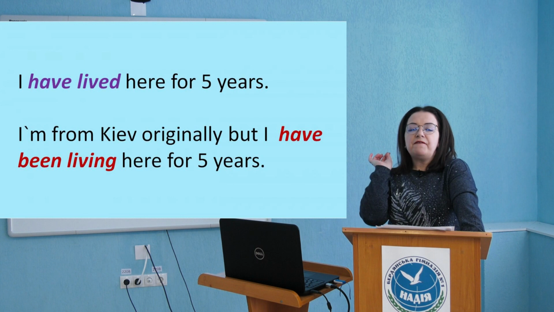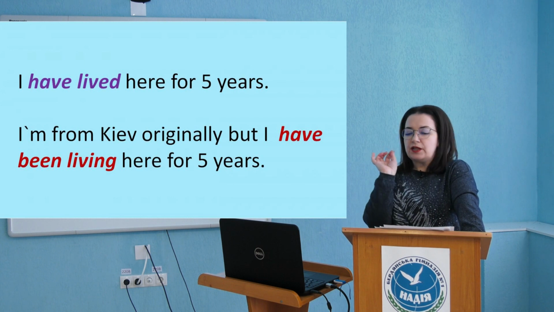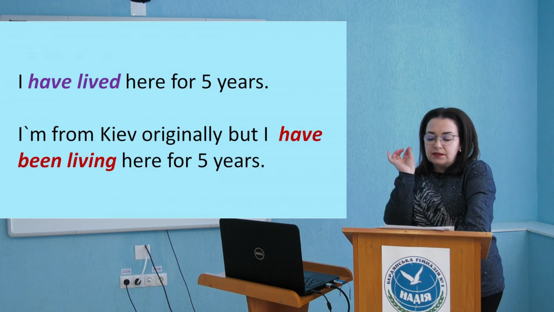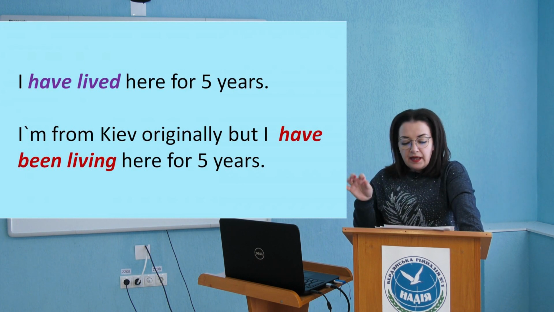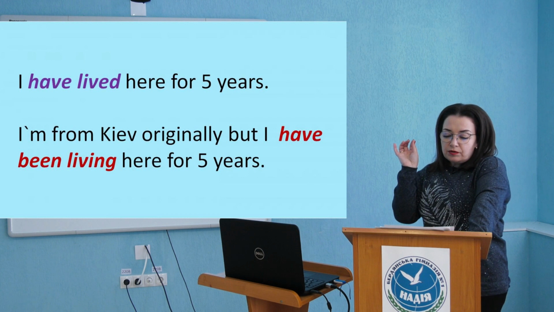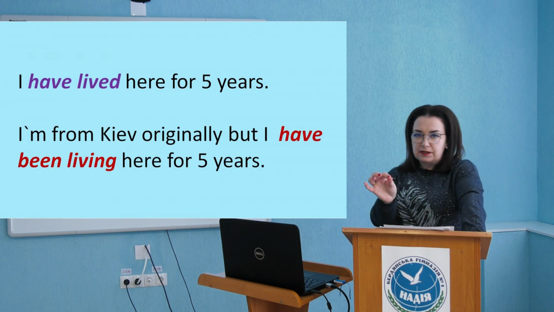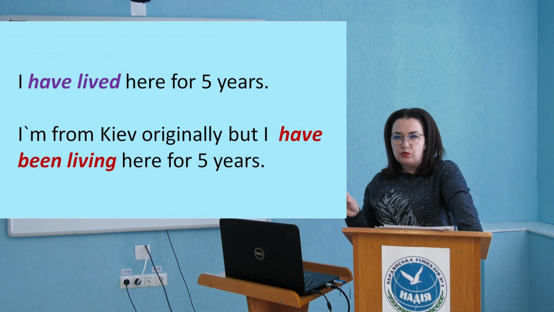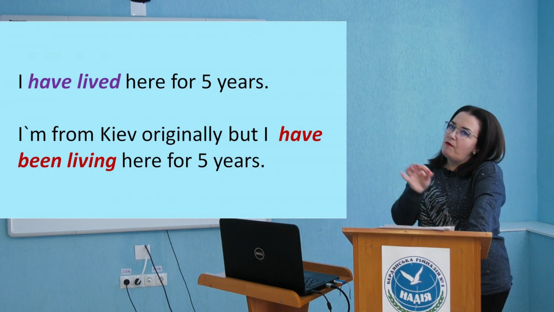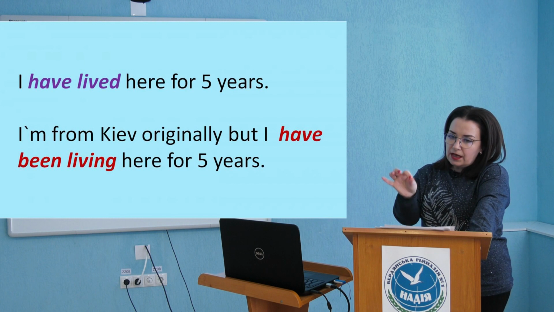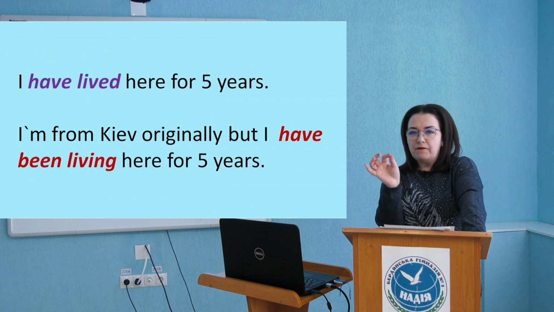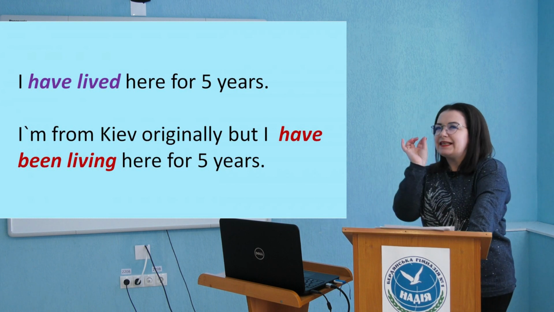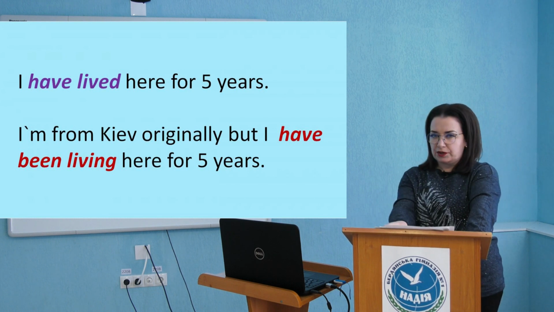Okay, the last example is a little more difficult to explain and understand. Look, there are a few verbs in the English language, like the verbs live and work, which have some difference between the present perfect simple usage and the present perfect continuous. And this difference for us, for learners, is less clear, is not so clear, you see?